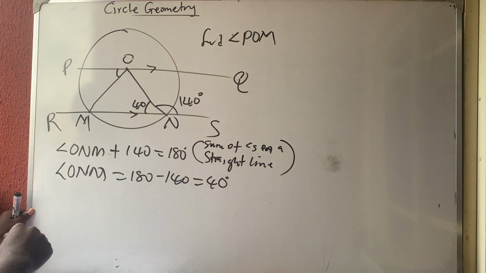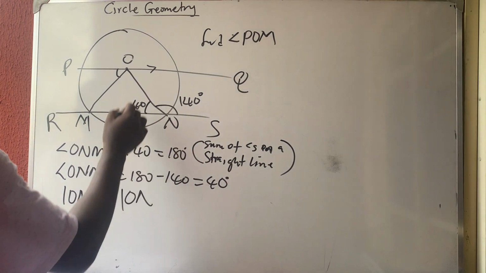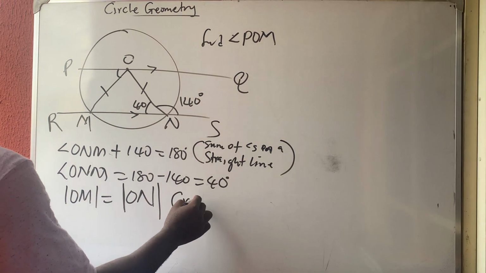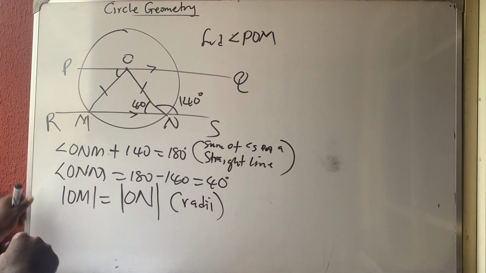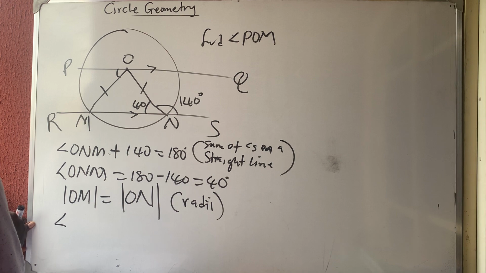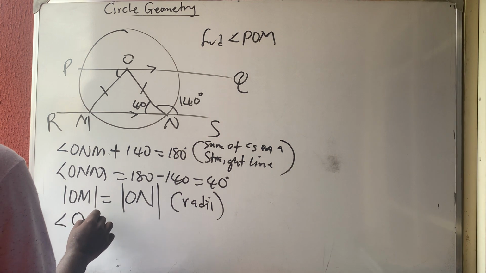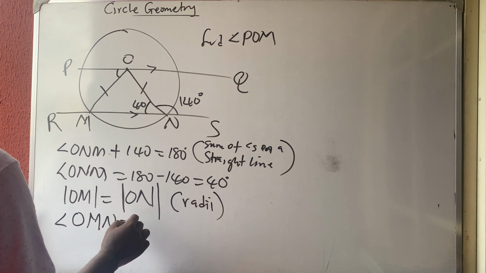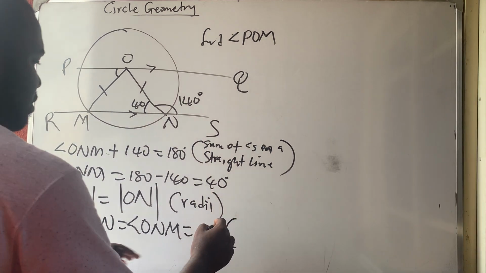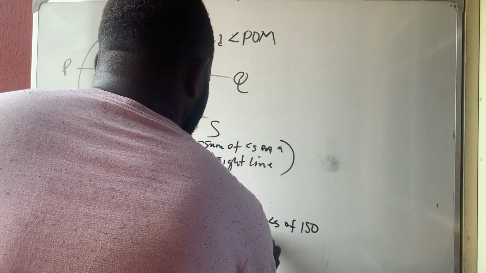So here is 40. Now, do you know that line OM is equal to line ON, radius? They are both radius, so in plural, you call it radii. So if they are radii, the base angles must be equal. I will tell them that angle OMN is equal to angle ONM, and this is 40 degrees. My reason is base angles of isosceles triangle.